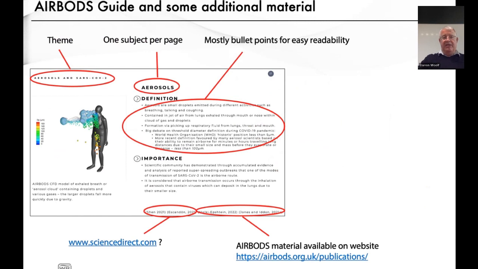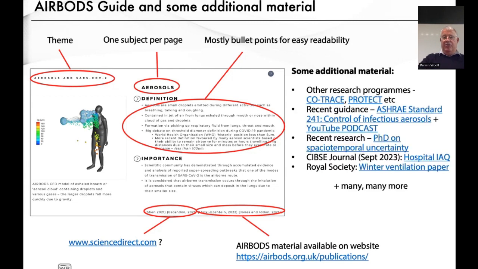So the Airbods Guide, as I said, was launched in March this year. You've got a theme on every single page, and one subject per page. You've got mostly bullet points, so it's about easy readability, easy access. So it's industry facing, and there's some research, some references that you may wish to follow up on, but all the Airbods references in the full material you can get on the website. And then there's some additional material.